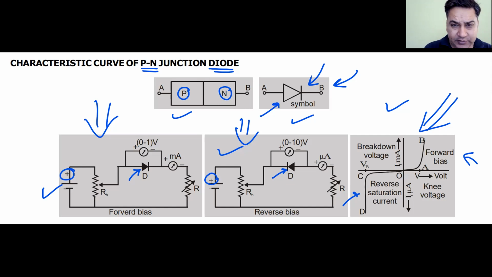So, we understand that a diode can only function in the forward direction. Yes or no? When it is forward bias, then only it works. Yes or no? If it is reverse bias, the current is literally zero. Yes or no?